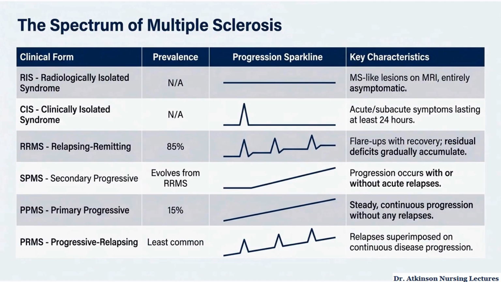The most common form is relapsing remitting MS, where patients have flare-ups followed by partial recovery. Over time, some deficits may remain. Secondary progressive MS develops after years of relapsing remitting disease and becomes more steadily progressive. Primary progressive MS is different because disability worsens continuously from the beginning without relapses. The key thing to remember is that disease progression patterns vary widely between patients.